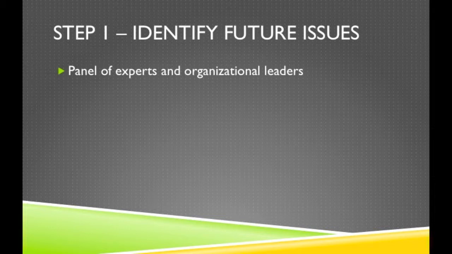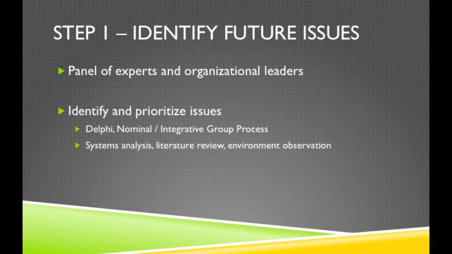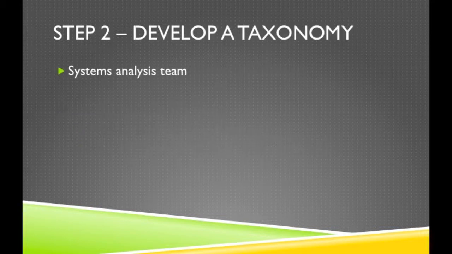A panel of outside experts and internal organizational leaders should be assembled to do this. This team will identify and prioritize issues that are likely to be confronted. Various techniques like Delphi or nominal and integrative group processes can be used. Systems analysis, literature review, and observing the environment are also helpful. The end result of this step should be a list of strategic issues with priorities based on their magnitude and likelihood of occurrence.